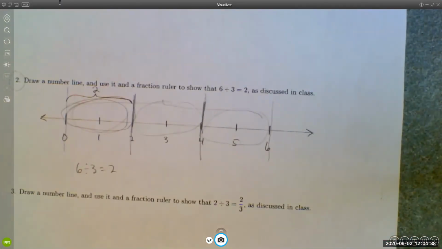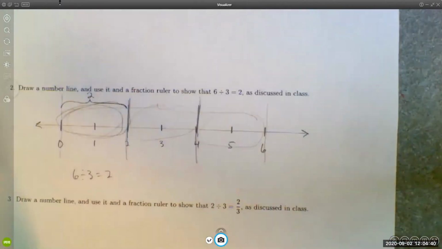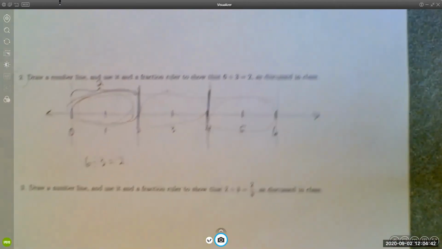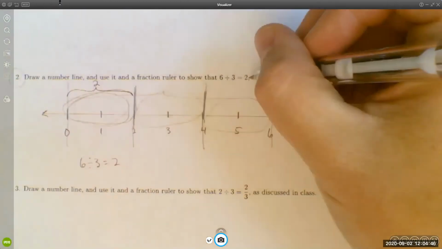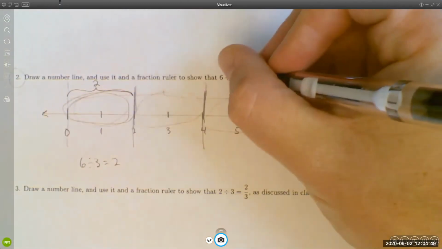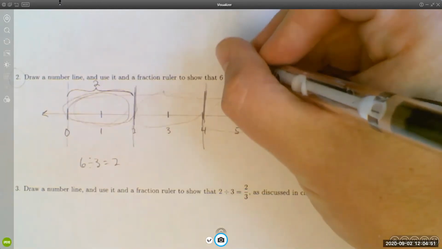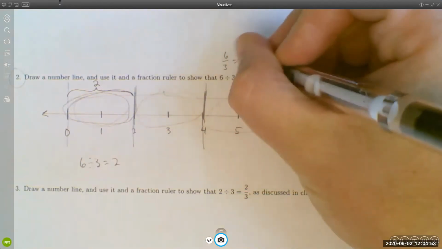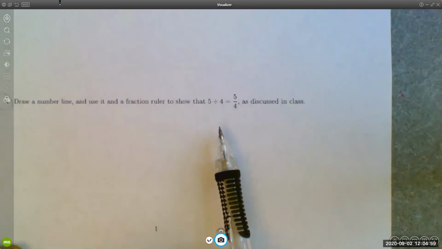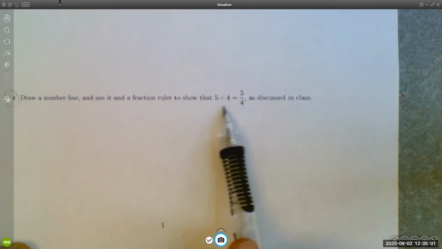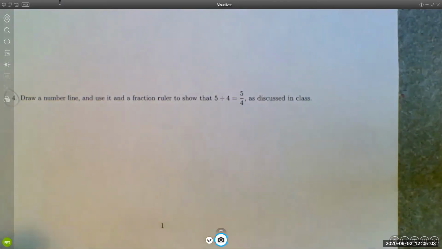So the whole reason to show you this with whole numbers was to show you that you could do this with fractions as well. Because if we're saying 6 divided by 3 equals 2, remember that this little division sign is the same thing as a fraction bar, right? 6 over 3 is 2. So we can use this same idea to prove things like number 4, which asks us to show that 5 divided by 4 is the same thing as 5/4. So let's do that.